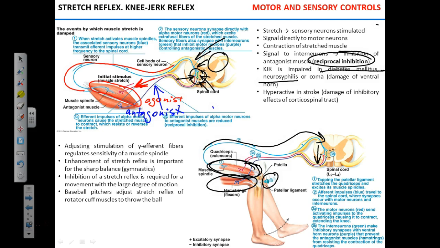It's just typical stretch. Okay? Now, what is the functional importance of the stretch reflex? The thing is, the sensitivity of muscle spindle can be adjusted. Think about this. Remember, there are two fibers, annulospiral and flower spray endings, right? Annulospiral can sense the degree of stretch and the rate. Flower spray, the degree. Okay?